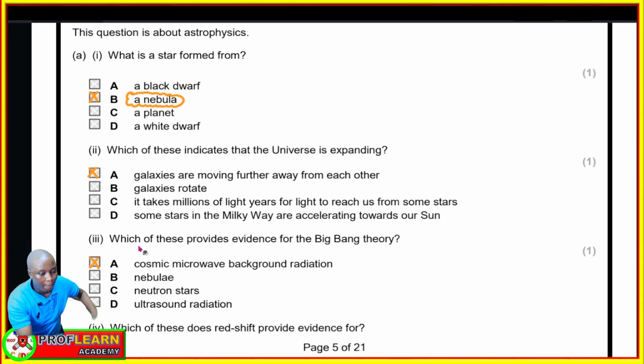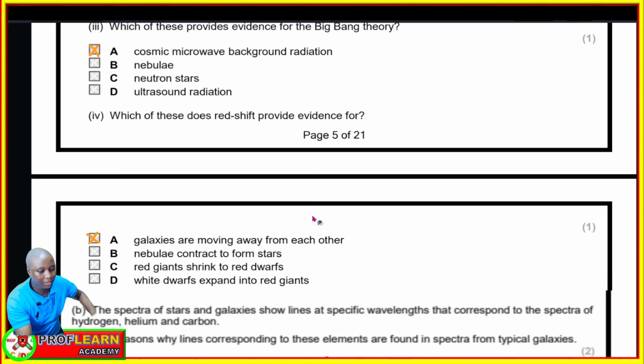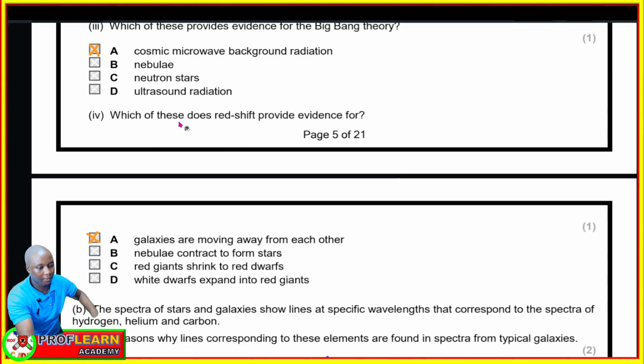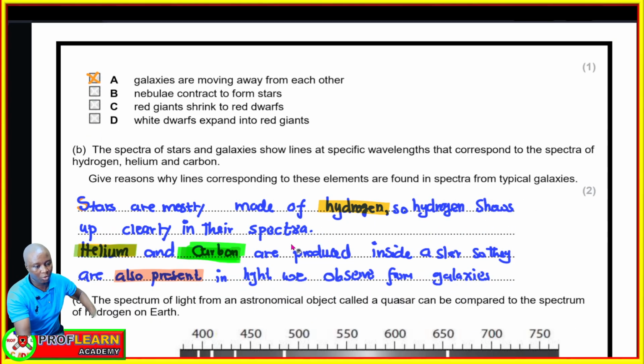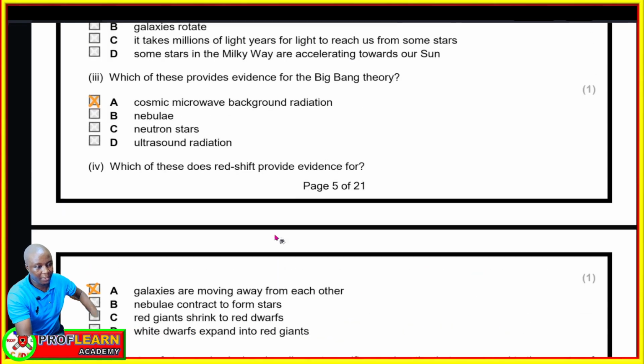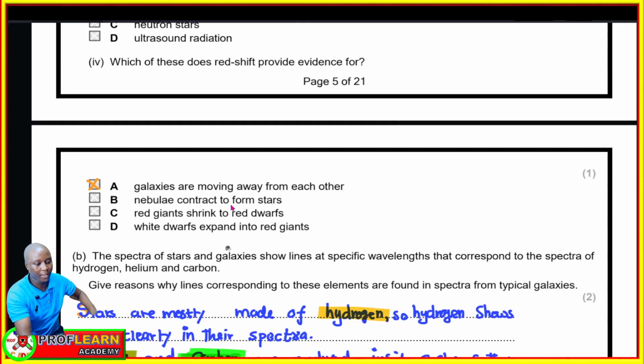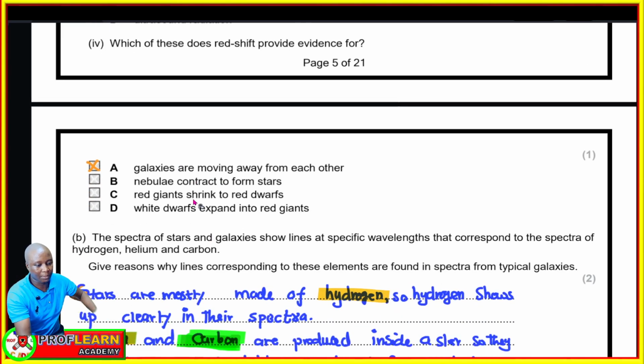All right. Which of these provide evidence for Big Bang theory? We have said cosmic microwave background radiation's presence. So which of these does redshift provide evidence for? Redshift shows that the universe is expanding, that the galaxies are moving away. So that is basically what that indicates. That the galaxies are moving away and indicates that the universe is basically expanding.